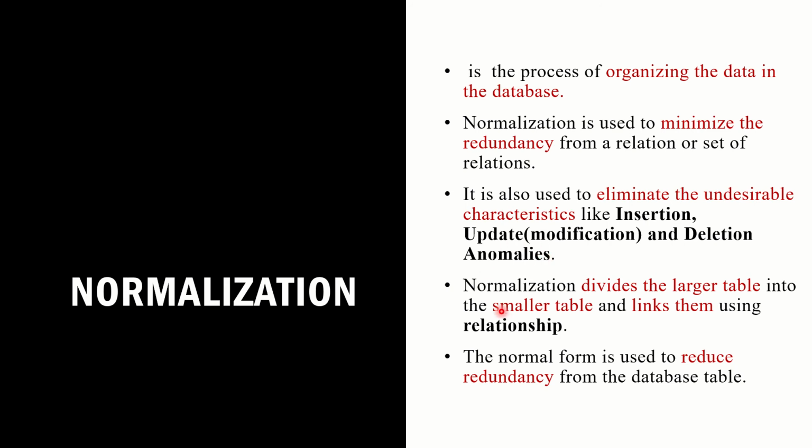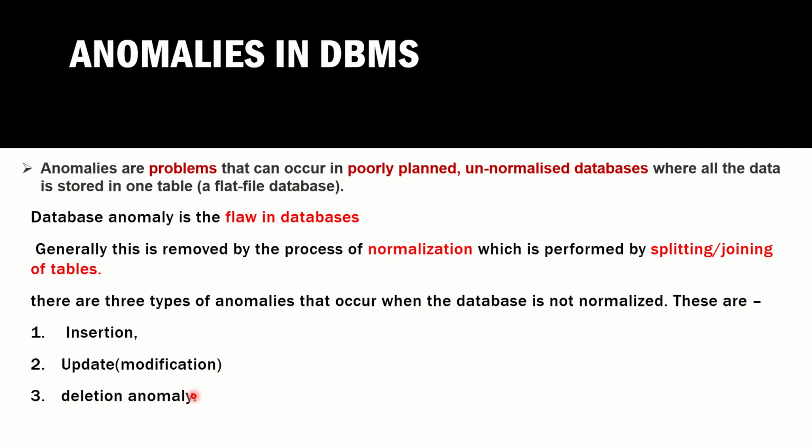And how is the normalization performed? It is performed by dividing a larger table into smaller tables, and they will be linked by using relationships. So as I said, we have to study the meaning of anomaly, which is a very important question. Which are the various anomalies in DBMS? So first of all, we can define what is the meaning of anomaly. Anomalies are problems that may occur because of a poorly planned unnormalized database.